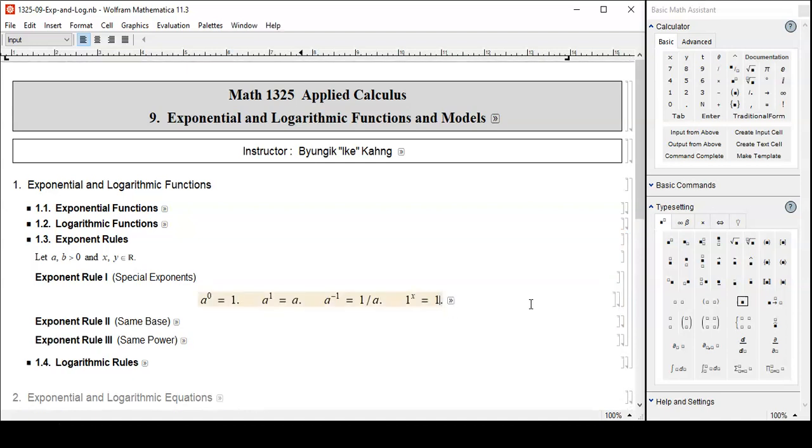We have these special exponents. Zero power is 1. First power is itself. Negative first power is its reciprocal, 1 over a. And 1 to whatever power is always 1 because repeated multiplication or division by 1 is always the same.